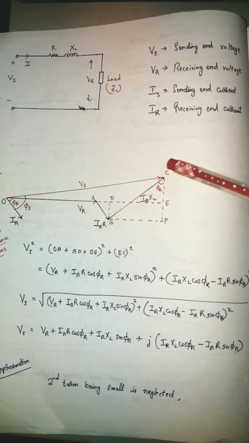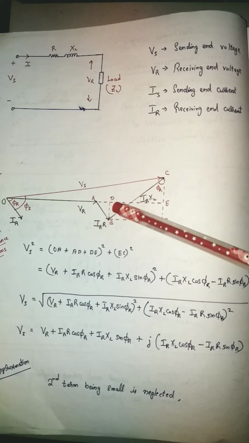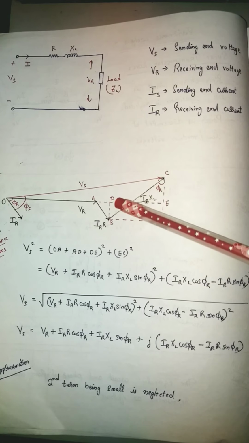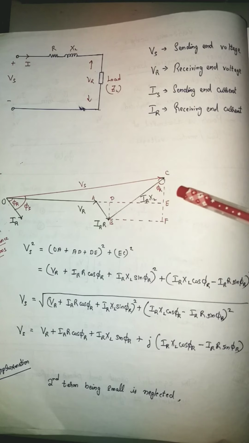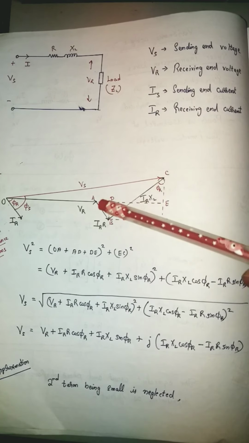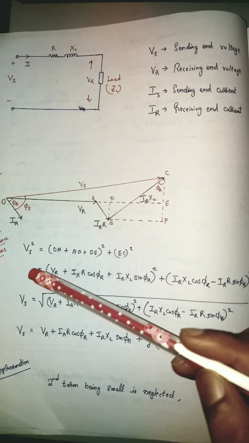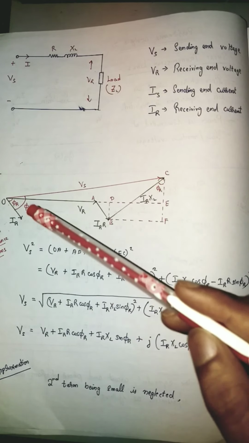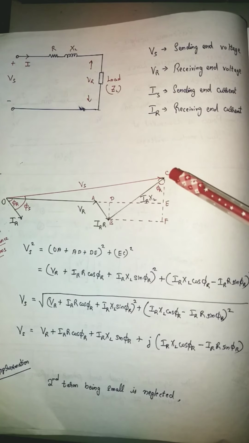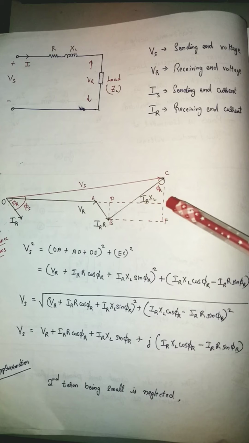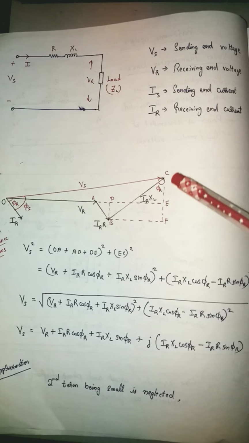And additionally, for analysis purpose, we have taken a few points here, which is B, this is E, F, D, C, and so on. We have just named them. Now I am trying to use Pythagoras theorem here. So here this is the hypotenuse. I'm trying to use Pythagoras theorem for the triangle OEC. So this is O, this is E, this is C.